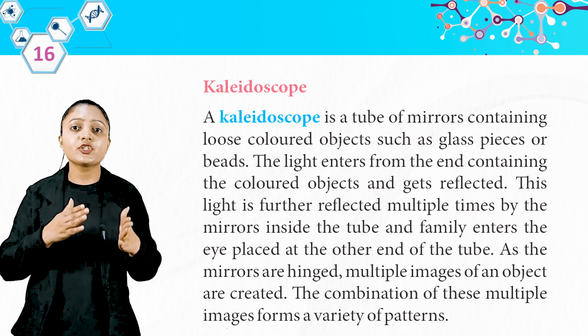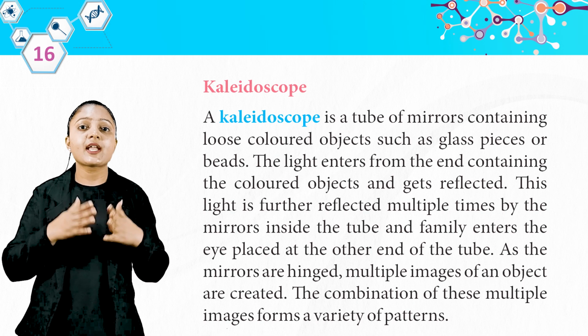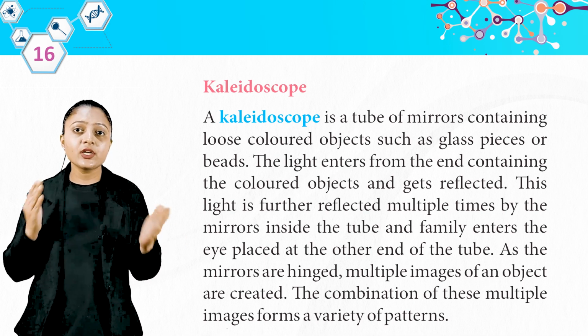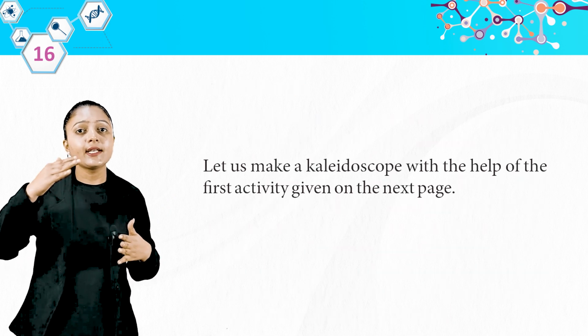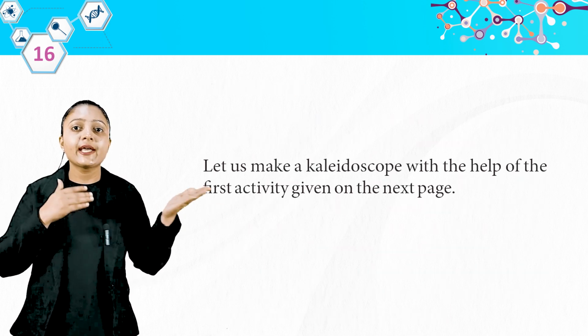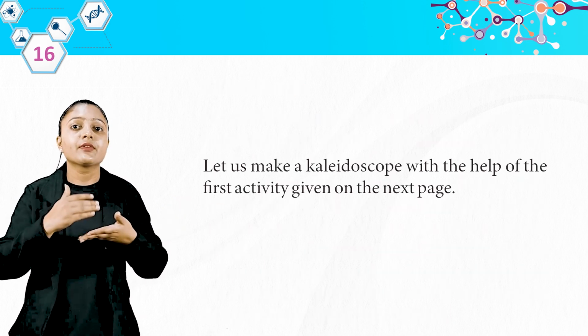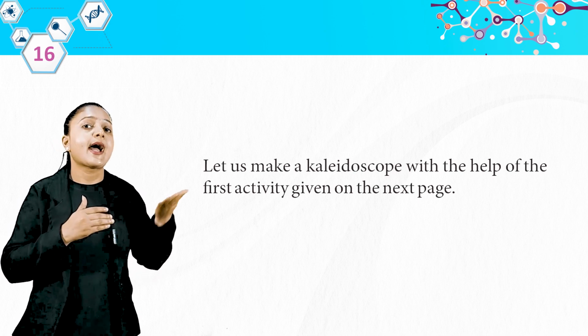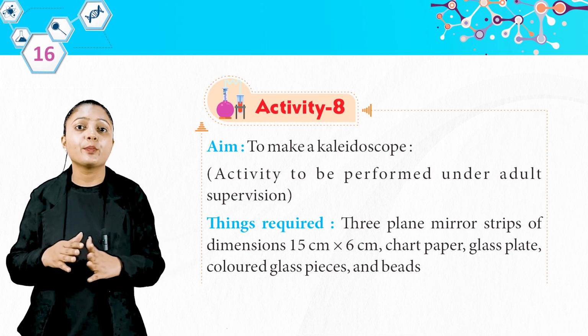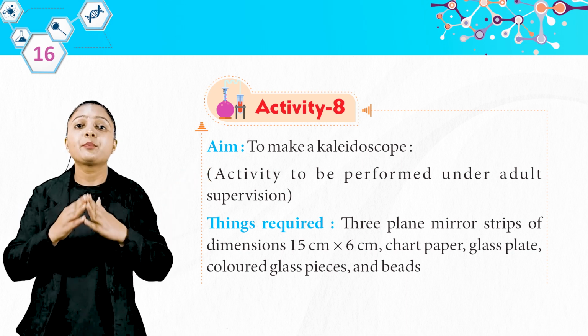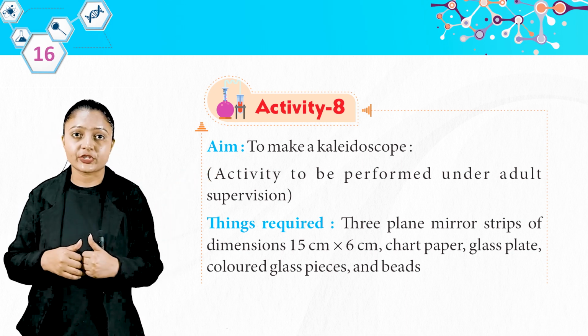As the mirrors are hinged, multiple images of an object are created. The combination of these multiple images forms a variety of patterns. Let us make a kaleidoscope with the help of the first activity given on the next page. Activity 8. Aim: to make a kaleidoscope. Activity to be performed under adult supervision.